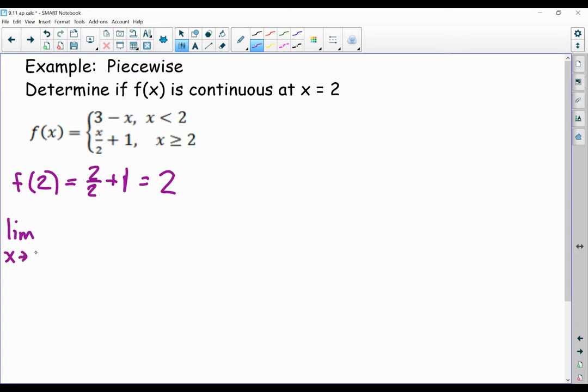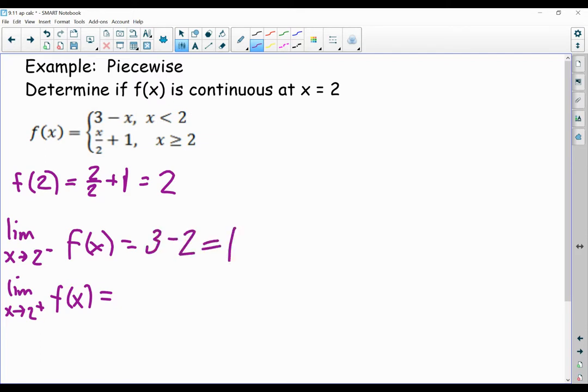So I need to find the limit as x approaches 2 from the left of f of x, and the limit as x approaches 2 from the right of f of x. And we're going to find both of those limits. So if I want to approach 2 from the left, I'm going to use the domain where x is approaching 2 from the left-hand side, so x is less than 2. I'm going to find the intended height here by plugging in 2 into that expression, and I get that the left limit is 1. Now the right limit is going to be the ones that are greater than or equal to 2, so I'm going to plug 2 into that expression, and I end up getting out 2.